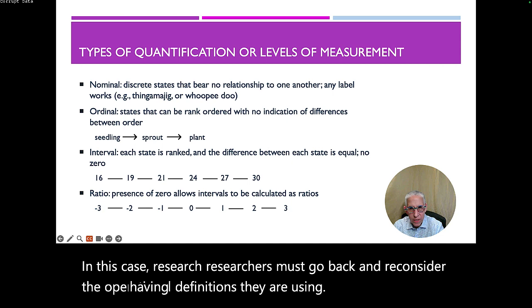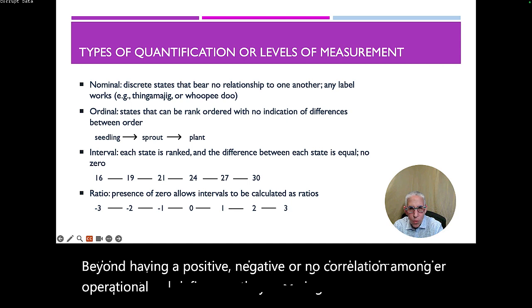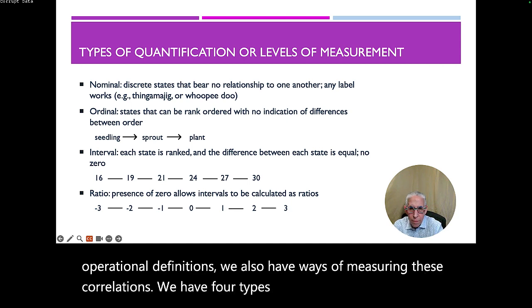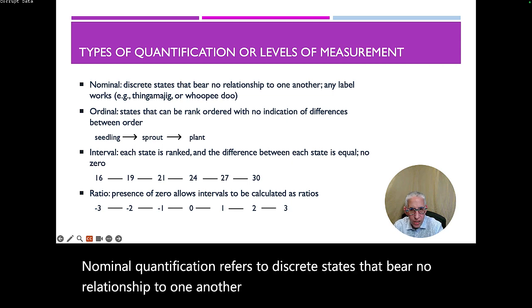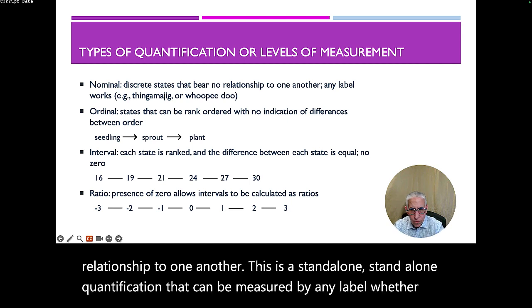Beyond having a positive, negative, or no correlation among operational definitions, we also have ways of measuring these correlations. We have four types of quantification, or levels of measurement. Nominal quantification refers to discrete states that bear no relationship to one another. This is a standalone quantification that can be measured by any label, whether linguistic or numerical. You could say thingamajig or whoop-de-doo.